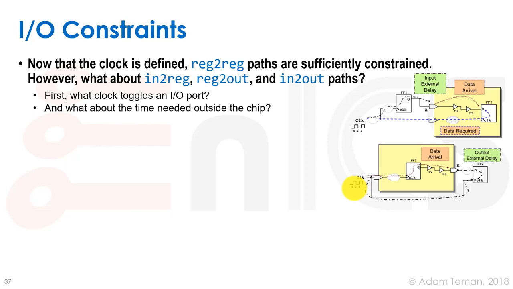So as we discussed before, there are different types of paths. There's a reg-to-reg path, in-to-reg path, reg-to-out path, and in-to-out paths. For a reg-to-reg path, defining the clock basically gives us all we need to know. But for an in-to-reg path, a reg-to-out path, an in-to-out path, we have what is happening outside the chip, this guy and this guy, that we have no idea about.